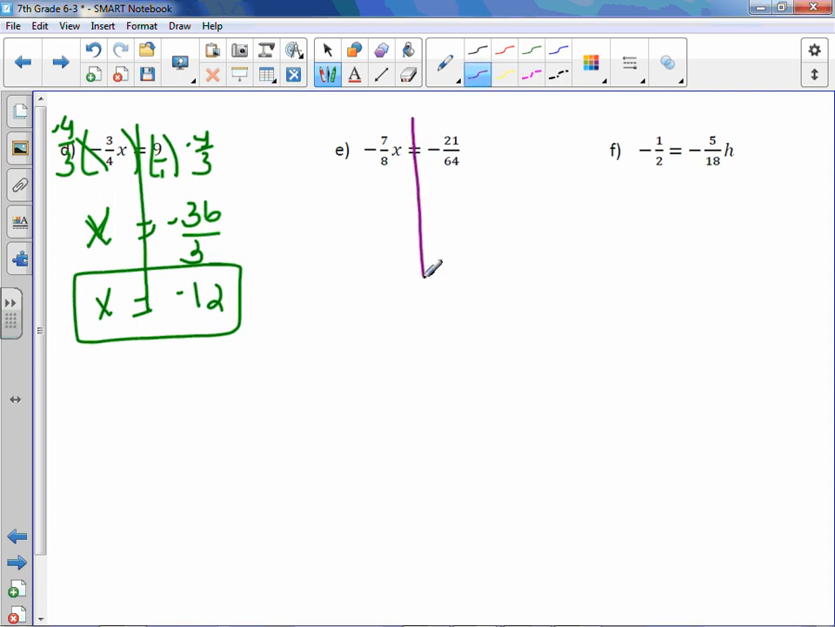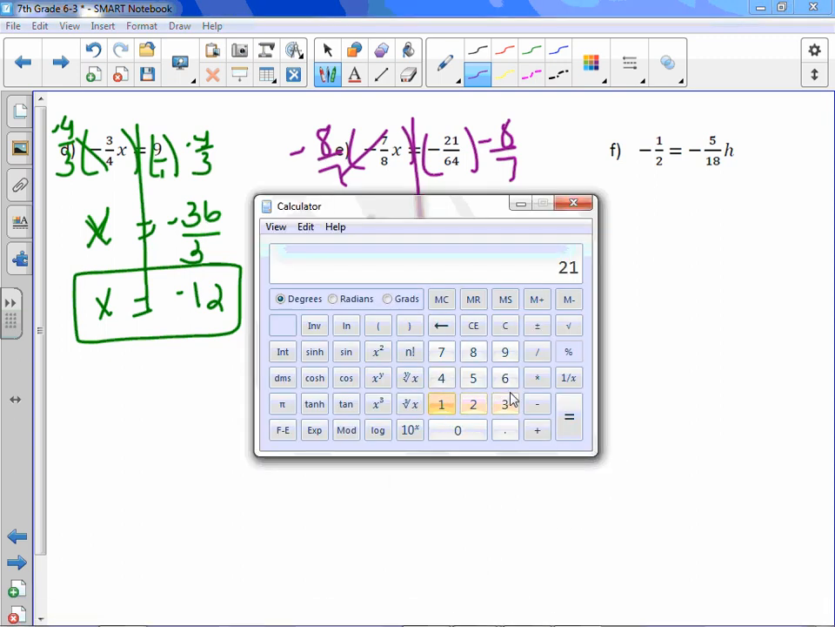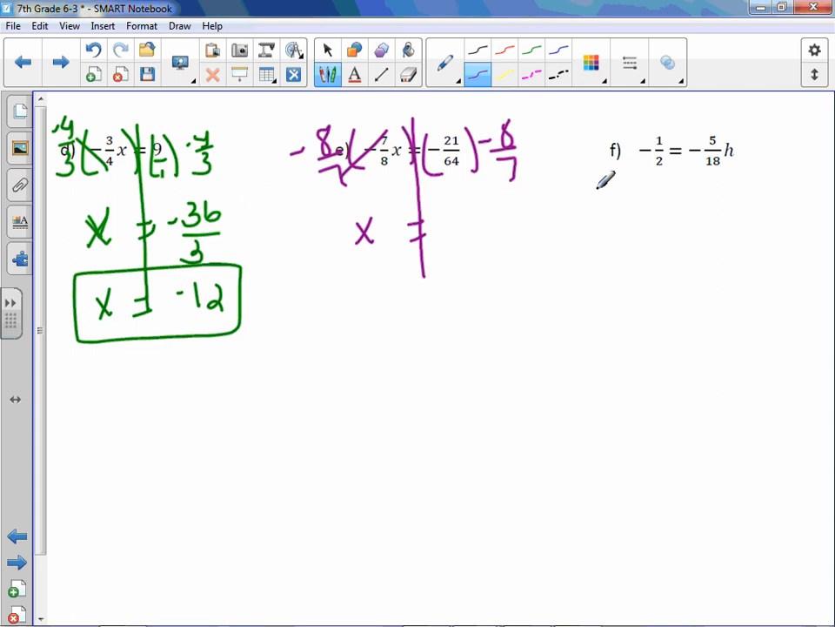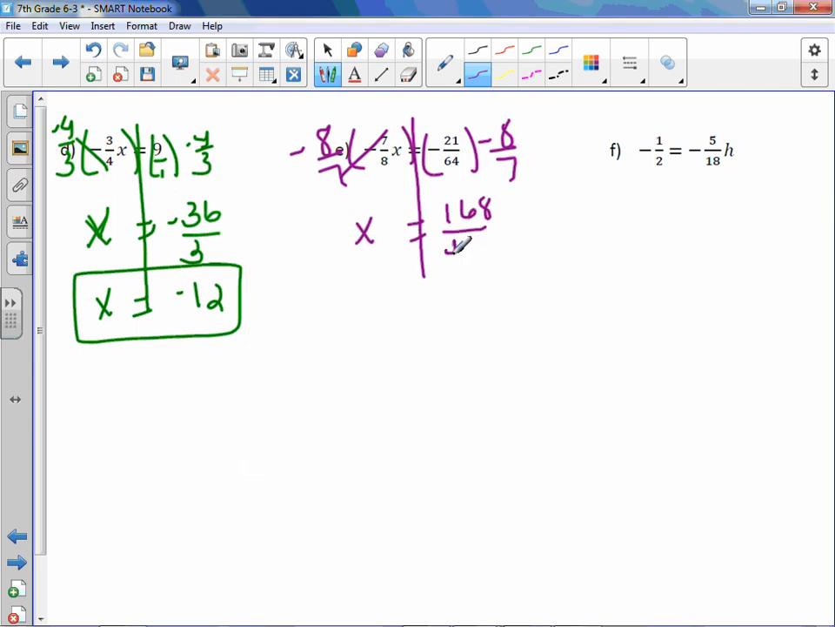Letter E. -7/8 x equals -21 over 64. Multiply by the reciprocal, which is -8/7. You get x equals, well, 21 times 8 is 168, and a negative times a negative is positive, so it's positive 168. And 64 times 7 is 448.